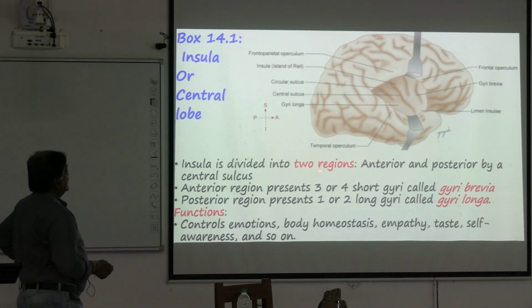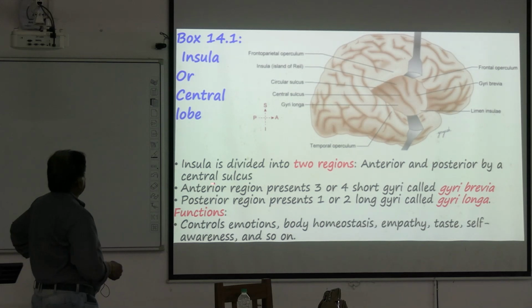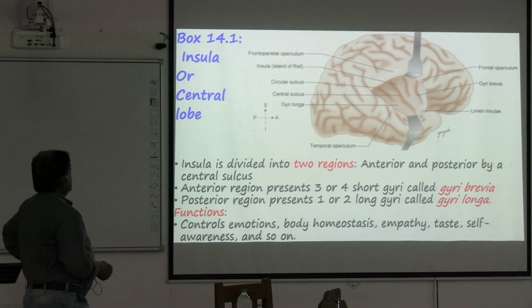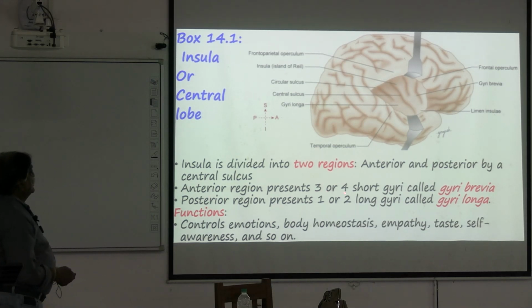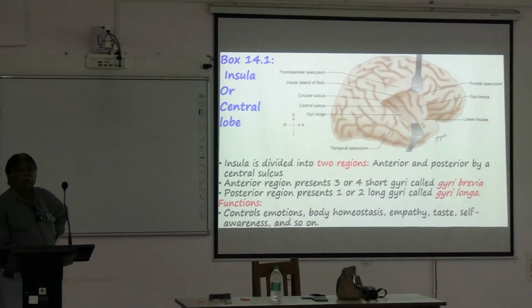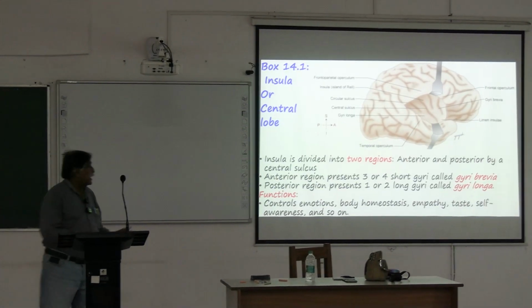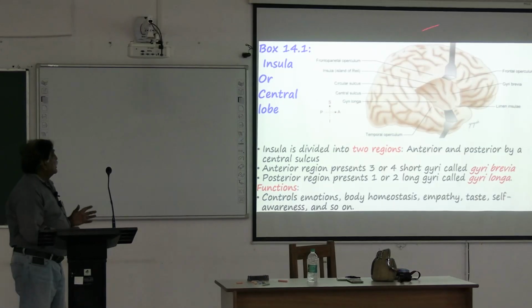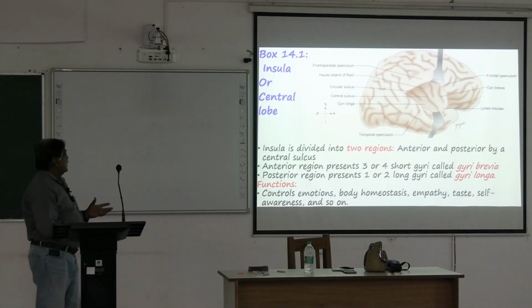The insula is divided into two regions, anterior and posterior, by the central sulcus. The anterior region presents 3 or 4 short gyri called gyri brevia, and the posterior region presents 1 or 2 long gyri called gyri longa. But the main thing is the function of this part of the insula or central lobe. It controls emotions, body homeostasis, empathy, taste, self-awareness, and so on.